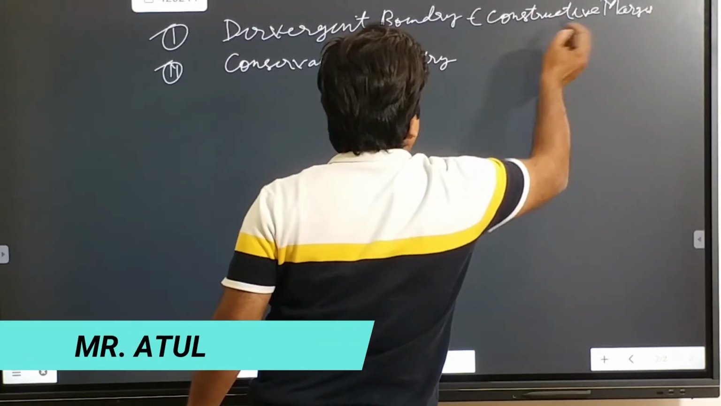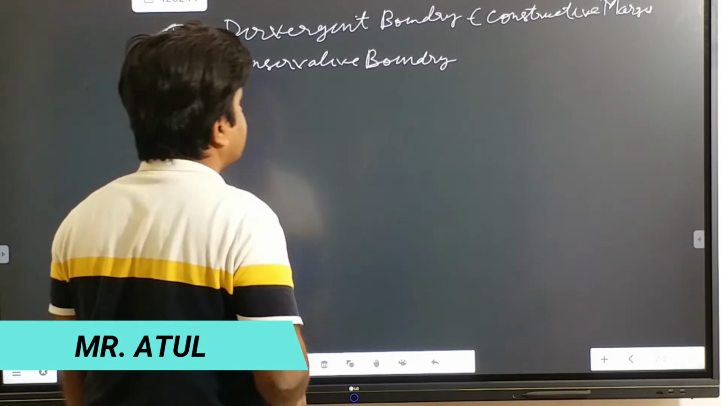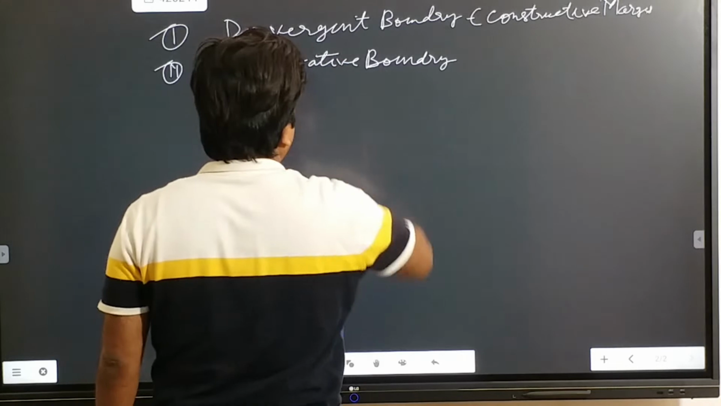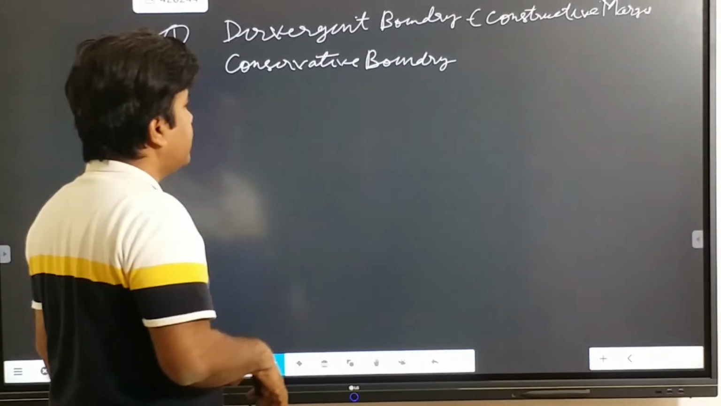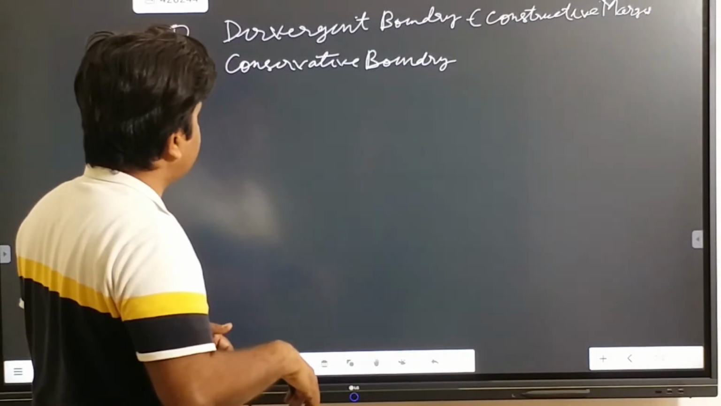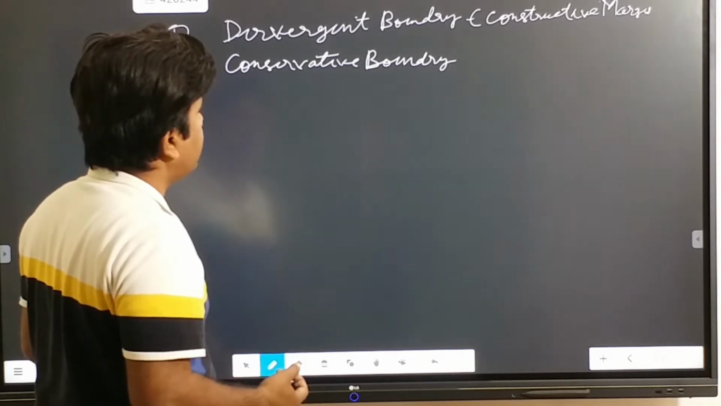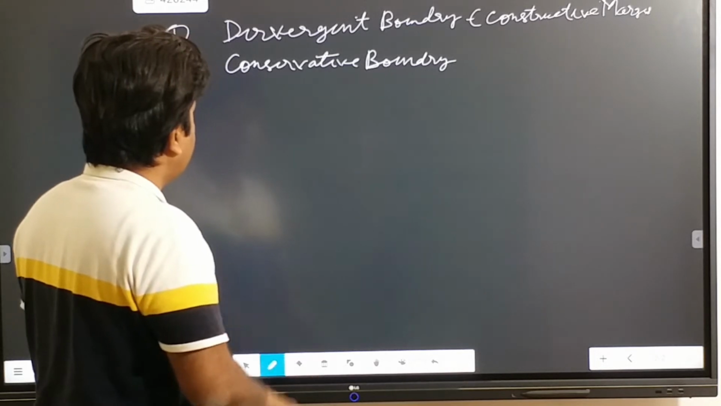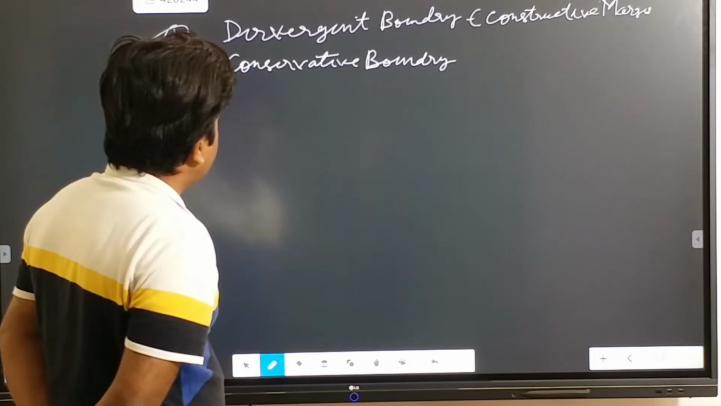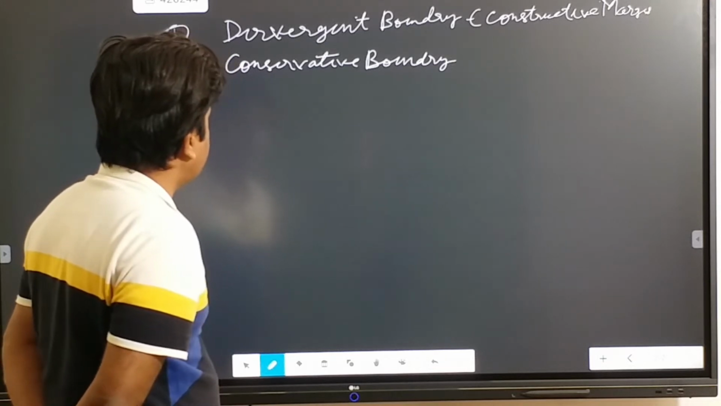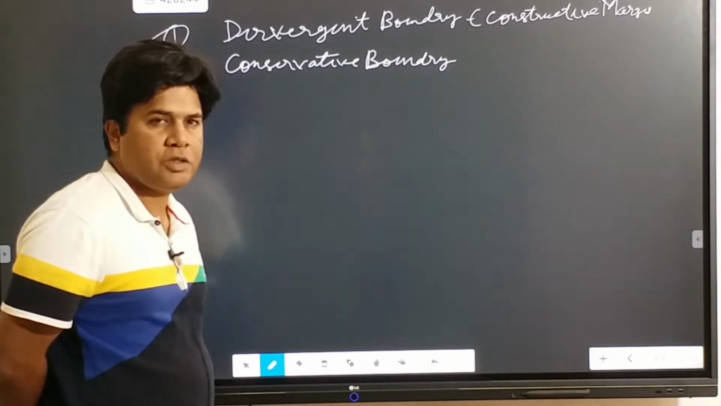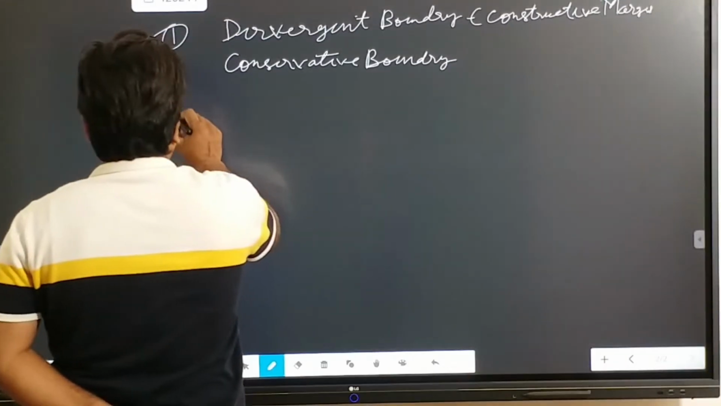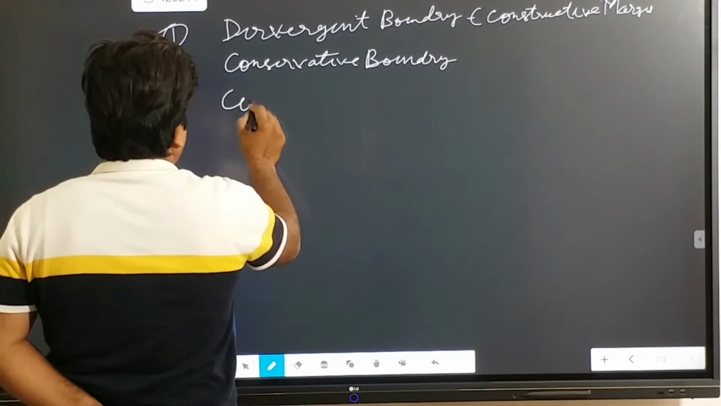The construction of plate takes place, that's why they are also known as constructive margin. The conservative boundary is a boundary where neither the destruction of plate takes place nor the construction takes place. Only the different plate only passes by another boundary. So that's why this type of boundary is known as conservative boundary, because neither the destruction is taking place here nor the construction. Then third type of boundary is known as convergent boundary.